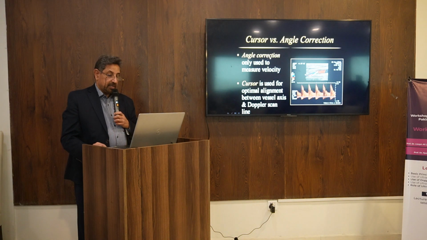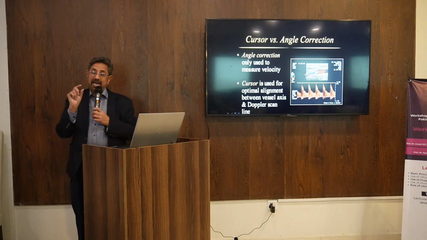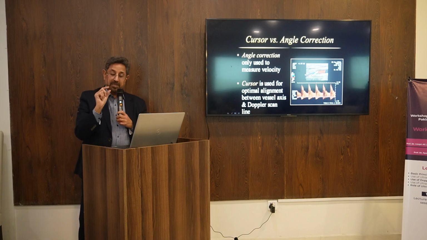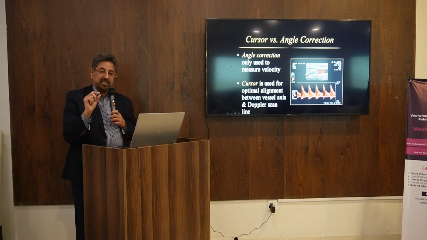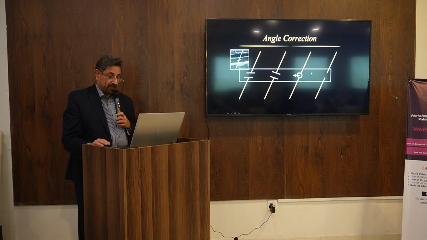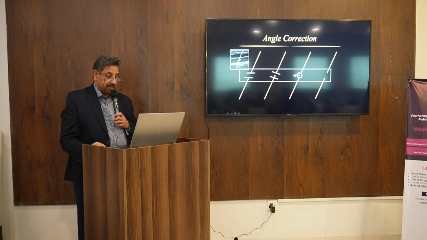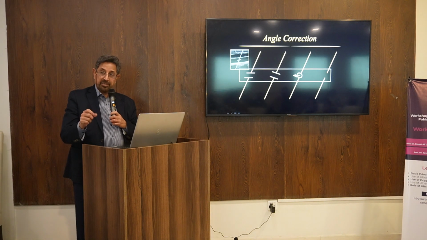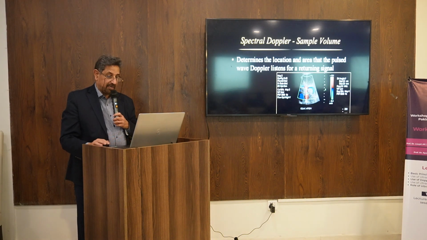So cursor angle correction is only used to measure velocity. Some people, the sample volume cursor is in different machines at different shapes. They try to rotate it, thinking it might be playing with the angle. It has nothing to do with angle. This line is important, and there is another line which makes an angle with the vessel. This cursor is just a sample volume. To get the sample volume, it is not making any angle. For angle, there is another line. You have to rotate the machine. We'll show you in the practical session how to get that line.